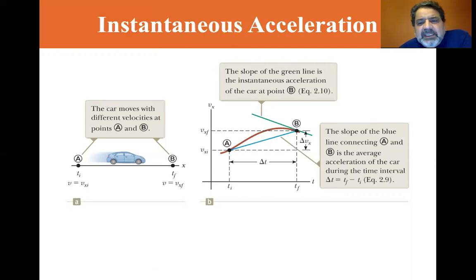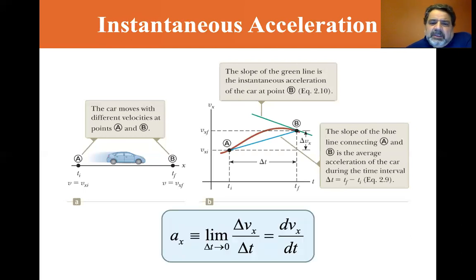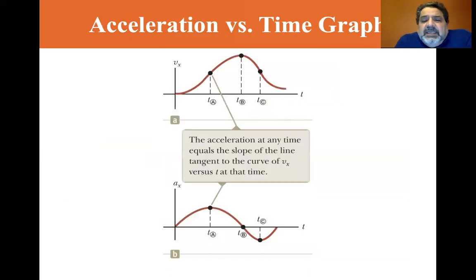Now the instantaneous acceleration is the limit as delta t approaches 0 of delta Vx over delta t, which is the derivative of the Vx equation, dVx/dt. So the acceleration at any time equals the slope of the line tangent to the curve of Vx versus t at any time.